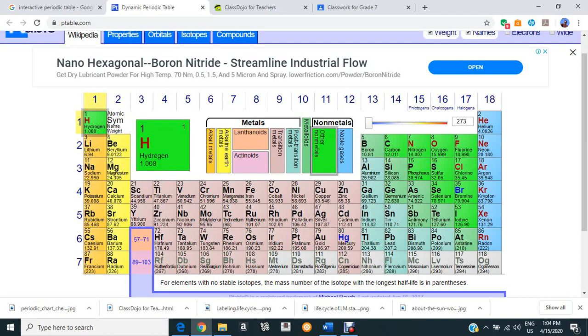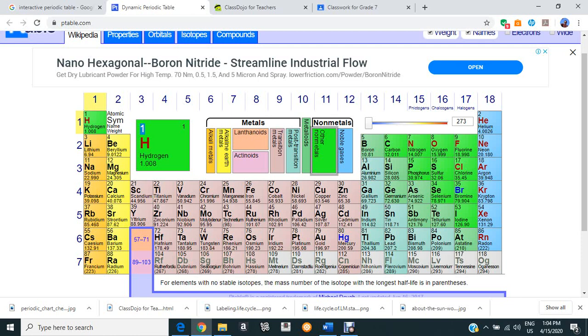If I hover over hydrogen, you see it is hydrogen with the symbol H, with the name hydrogen, and the average atomic mass of the element, 1.008. As you may have noticed, all the average atomic masses are always decimal numbers and not whole numbers. And at the top I have the atomic number, which is the number of protons, if you remember with me.